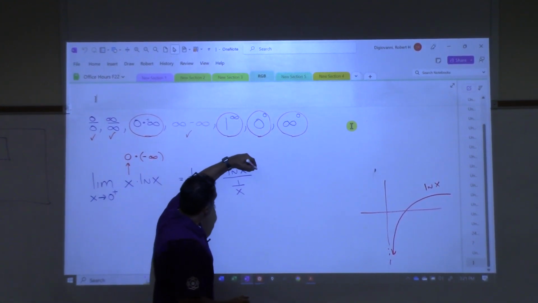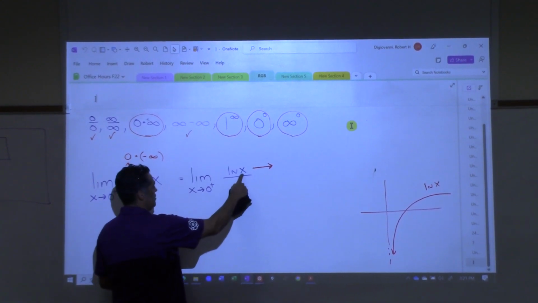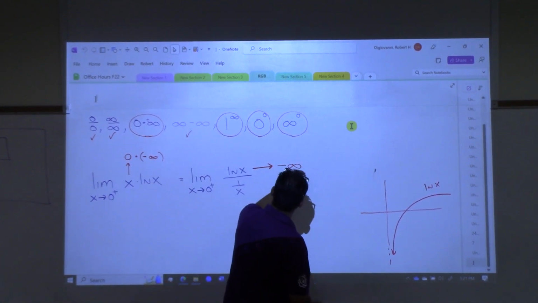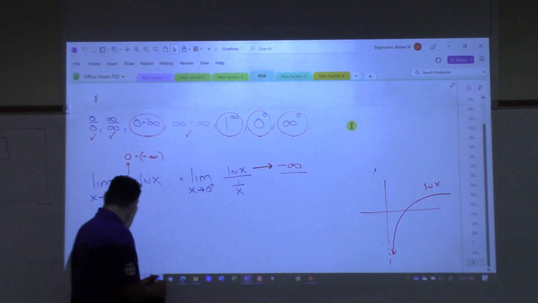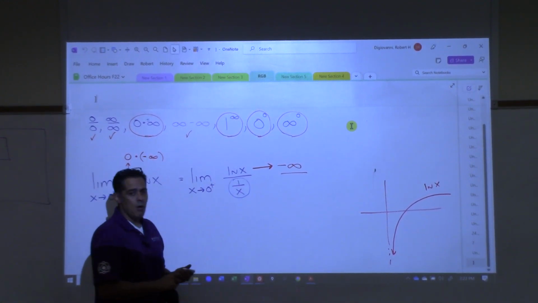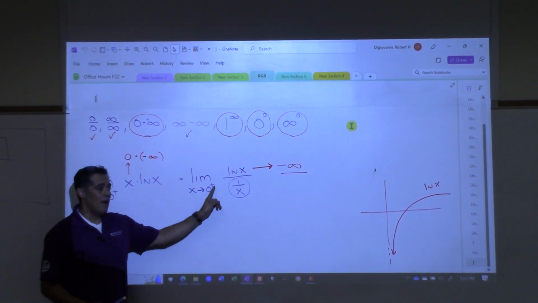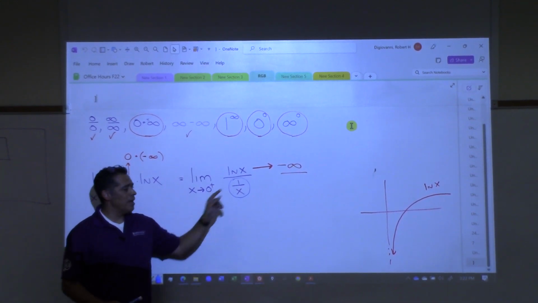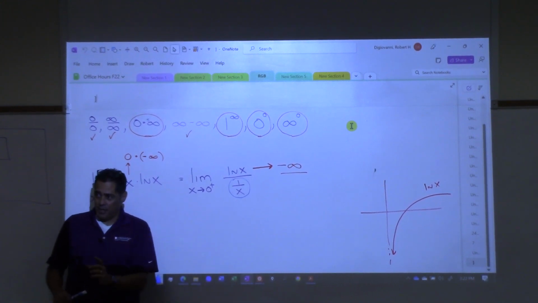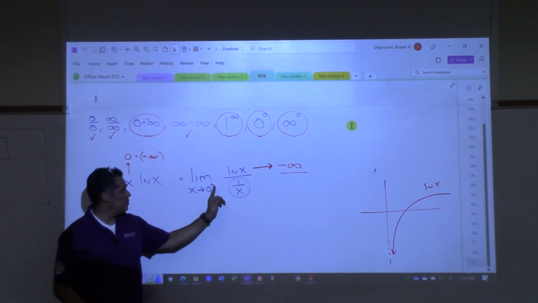Where does this go? We already said where this went. Where does natural log of x go as you approach 0 from the right? Negative infinity. Okay, over. Now, this is the one. Where does that go? 1 over, where are you headed? 0 from the right. So your numerator is what? Fixed, and your denominator is smaller and smaller, and always positive, because you're approaching from the right.